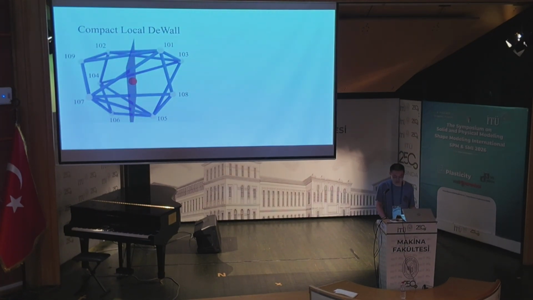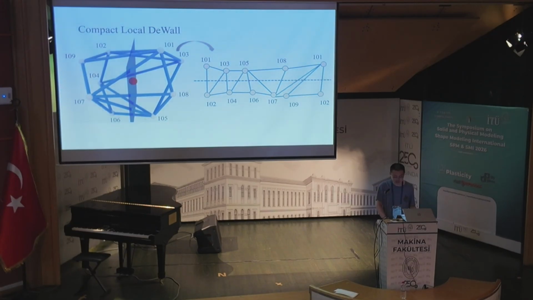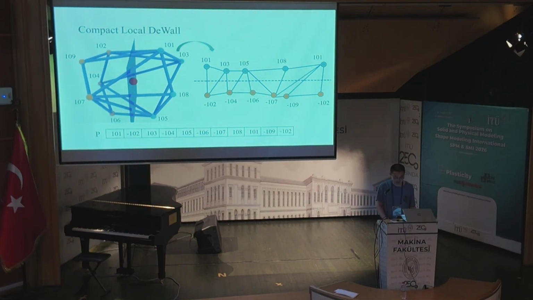We found that the local DeWall can be represented much more compactly than a full tetrahedral mesh. Instead of explicitly storing the triangulation, we can store an ordered list of points, and that is sufficient to infer the triangulation at runtime. We will use the sign bit of the indices to distinguish points on either side of the local plane.